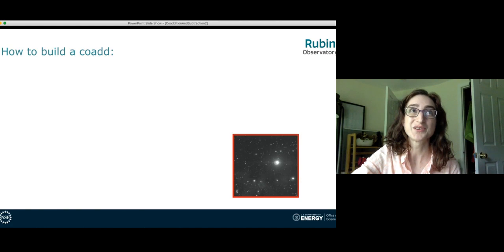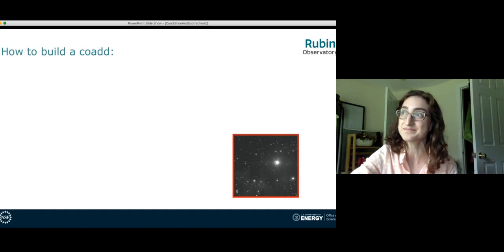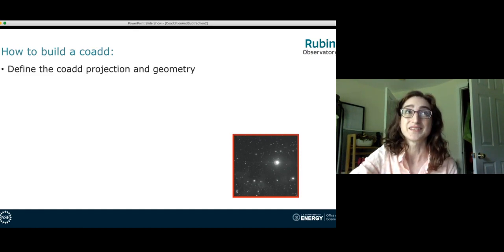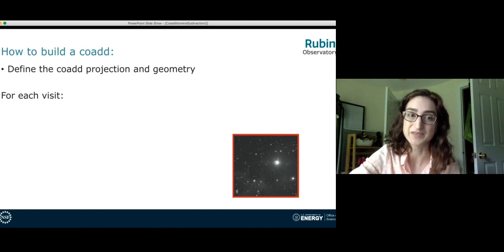Okay, so I'm briefly going to go through how to build a coadd in practice. What are the steps? The first step is to define a coadd projection and geometry. And I'm going to go through each of these steps in a little bit more detail.